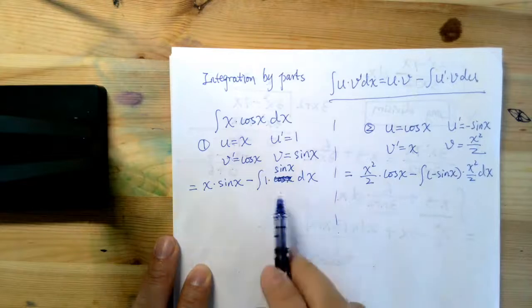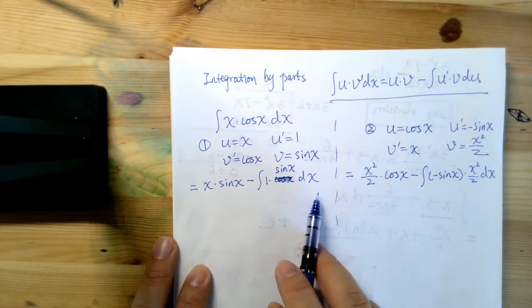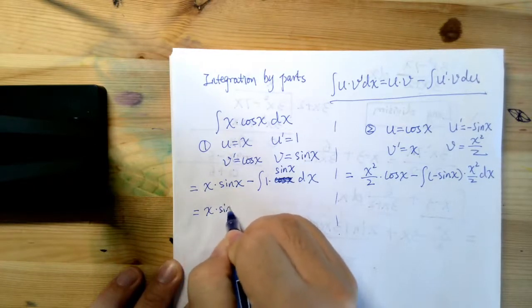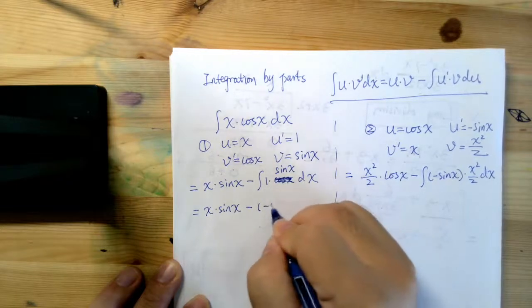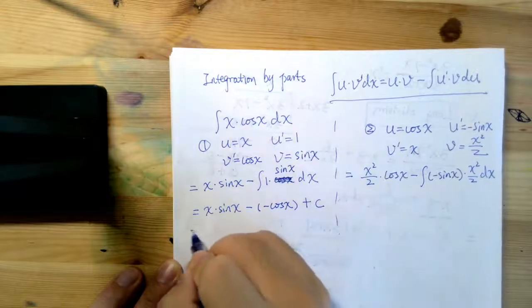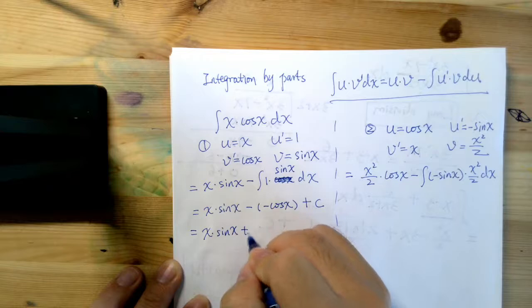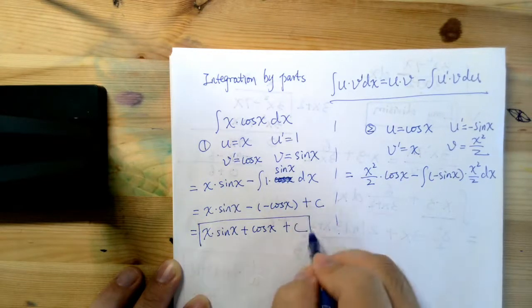So this integral is very easy to handle, because it's just a negative cosine x. So it turns out x times sine x minus the integral of this, which is negative cosine x, and don't forget the constant. So our result for this problem is x times sine x plus cosine x plus c. Okay, so that's our answer.